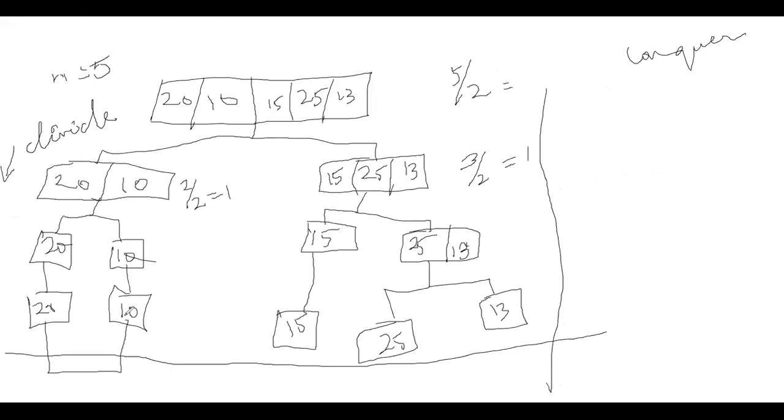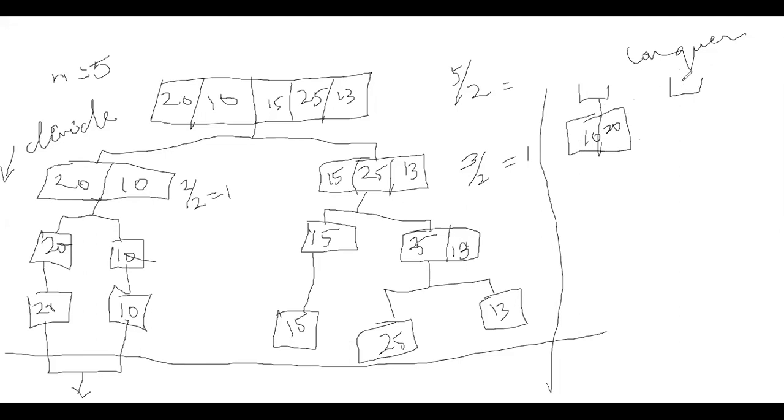Among 20 and 10, which is smaller? 10 is smaller, ma'am. So what is the order if I'm going to merge this? Merge means combine, but I have to combine in the sorted order. So this result I will write here. So these 2 will be combined and I will get 10, 20. Am I correct, guys? Everybody?